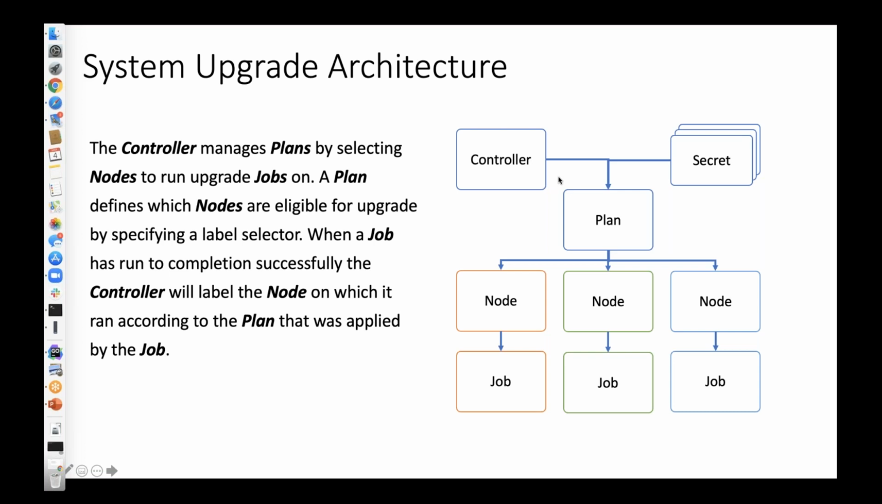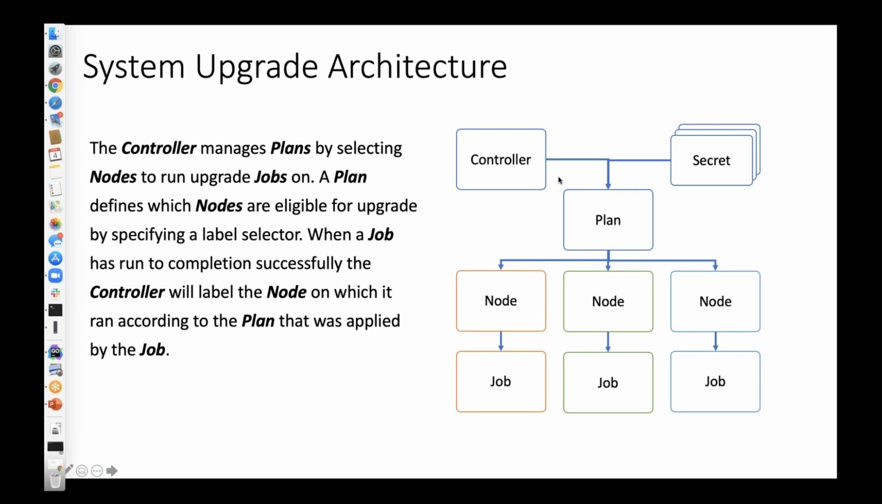And let me say that in general, I'm not a fan of reading slides that I wrote to people that are looking at my slides, but I think this is a good introductory paragraph that we can then jump off into more detail, right? So the system upgrade controller, it manages plans by selecting nodes to run upgrade jobs on, and jobs are targeted specifically for a single node, and that's it.